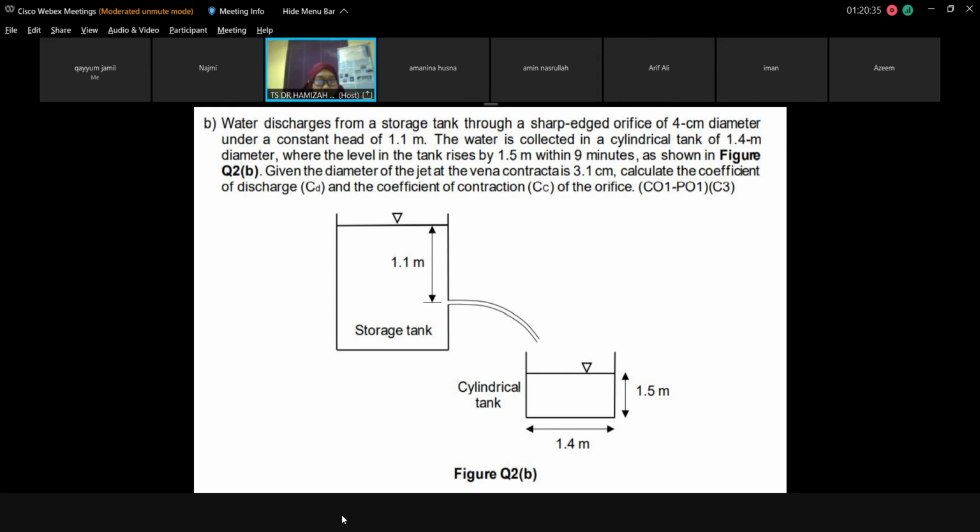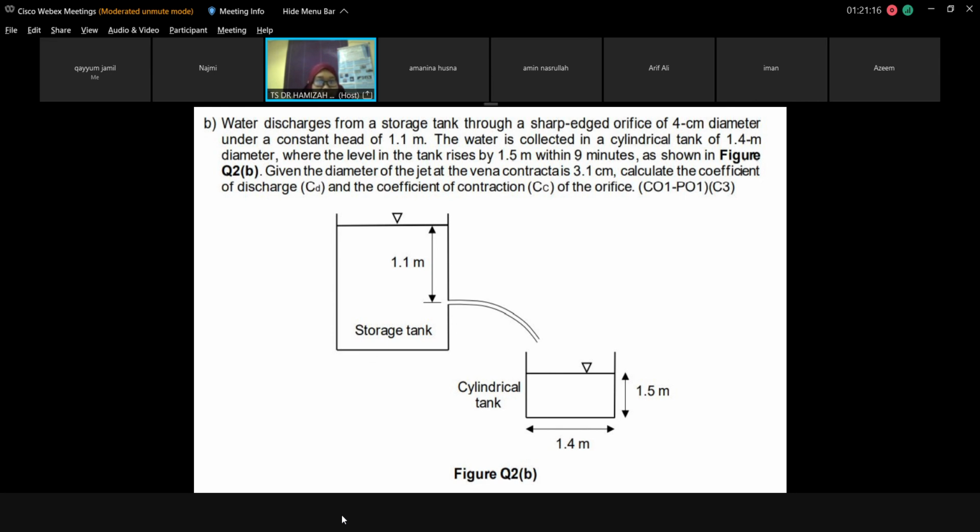Okay, so let's discuss a little bit on this. Water discharge from a storage through a tank, a sharp edge orifice. Orifice ni ada dua jenis. Kalau you perasan dia selalu guna sharp edge, lagi satu broad edge. Beza dia adalah size of the water jet. Kalau sharp tu maksudnya water jet dia tajam. Kalau broad, lebih tebal lah. So there is a difference between sharp edge dengan broad edge.